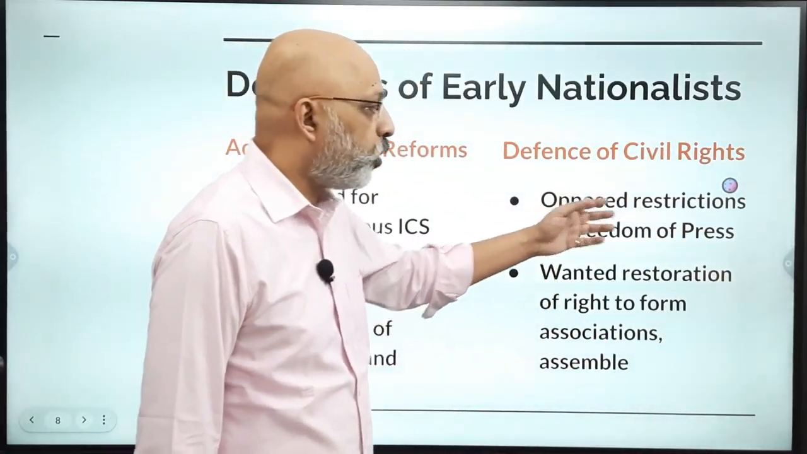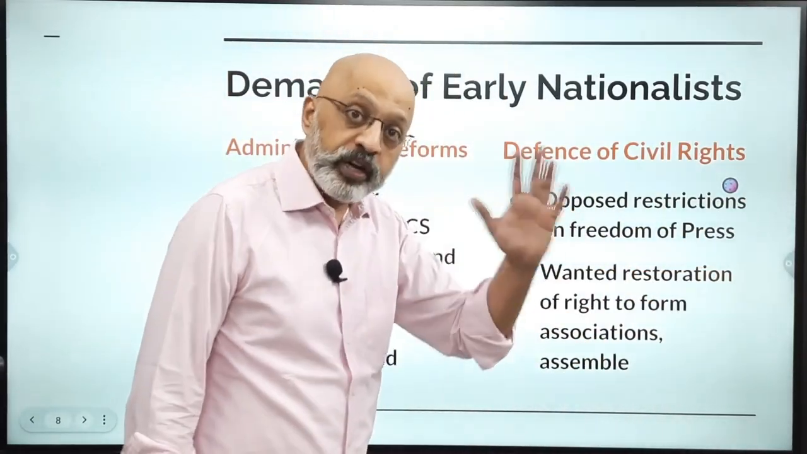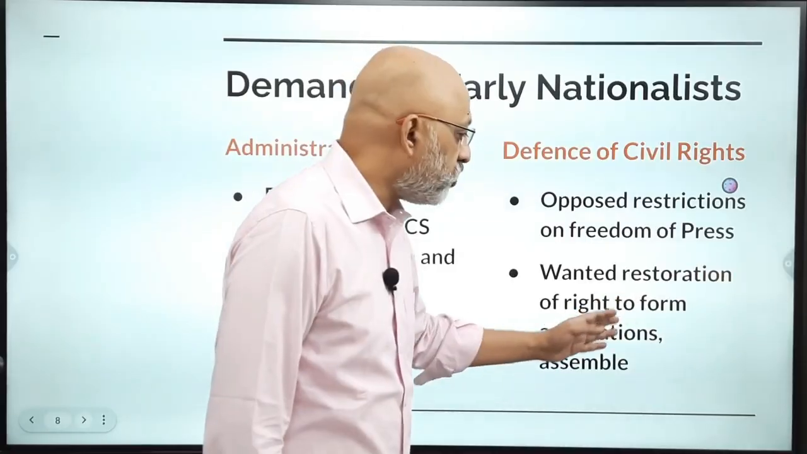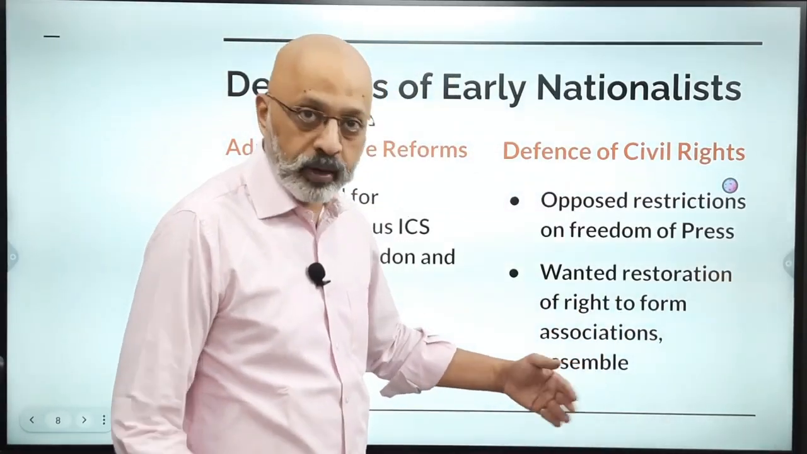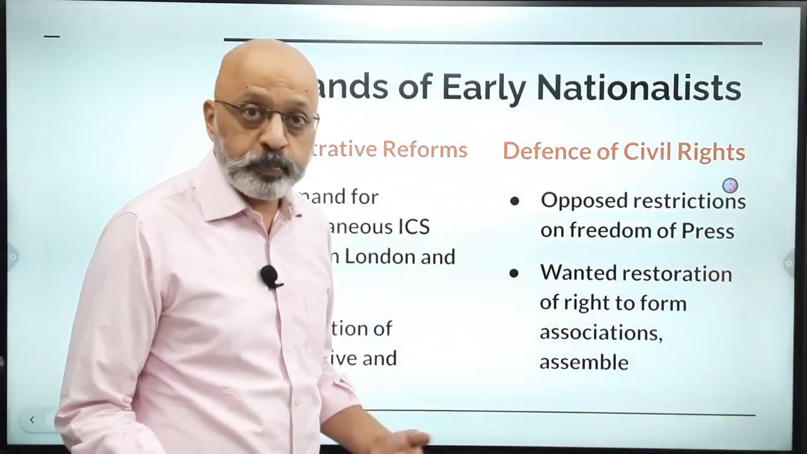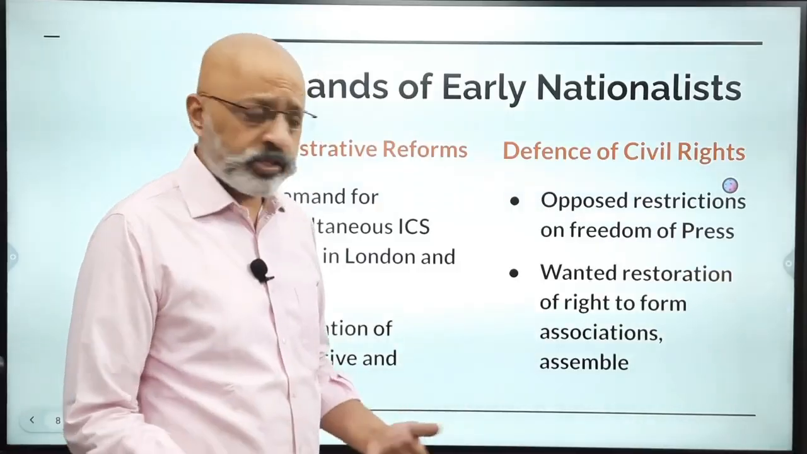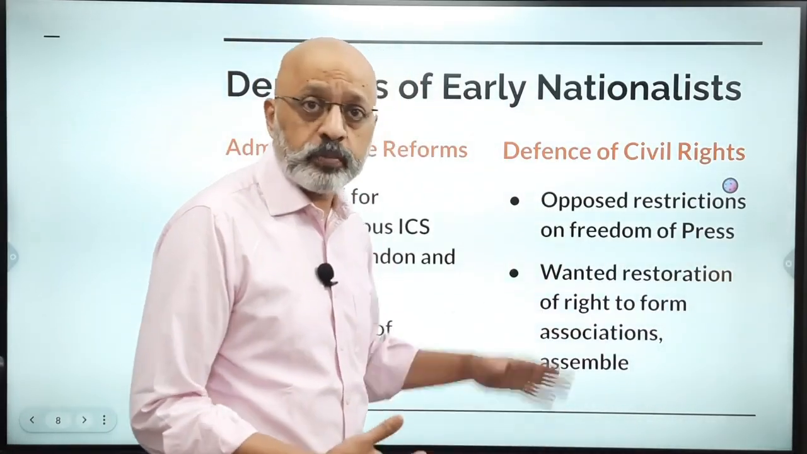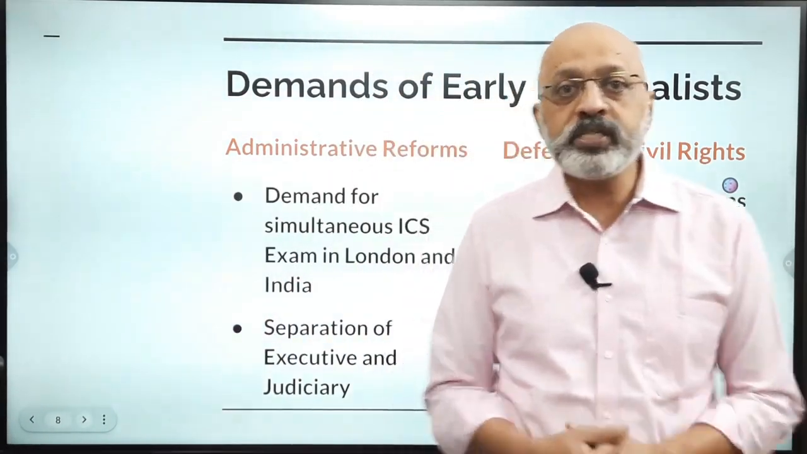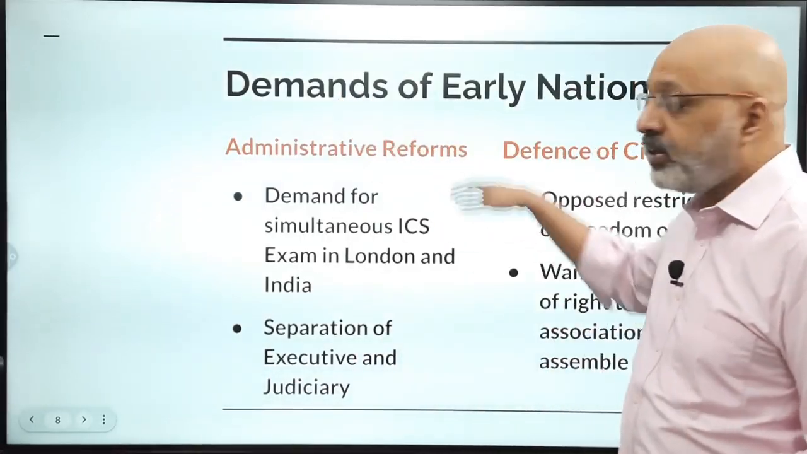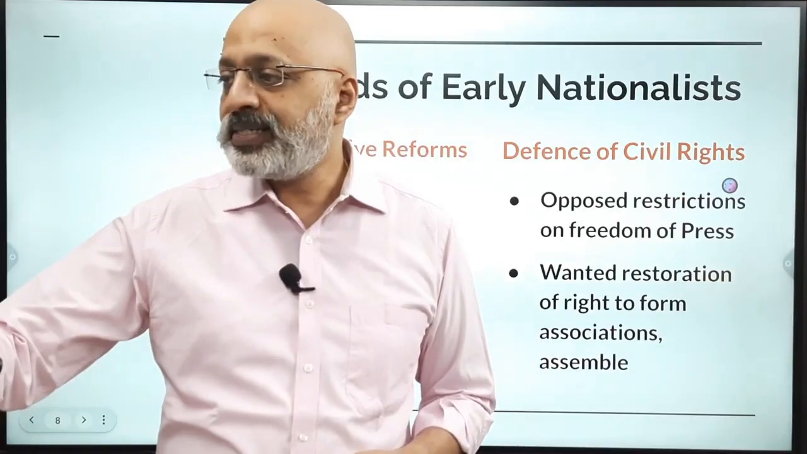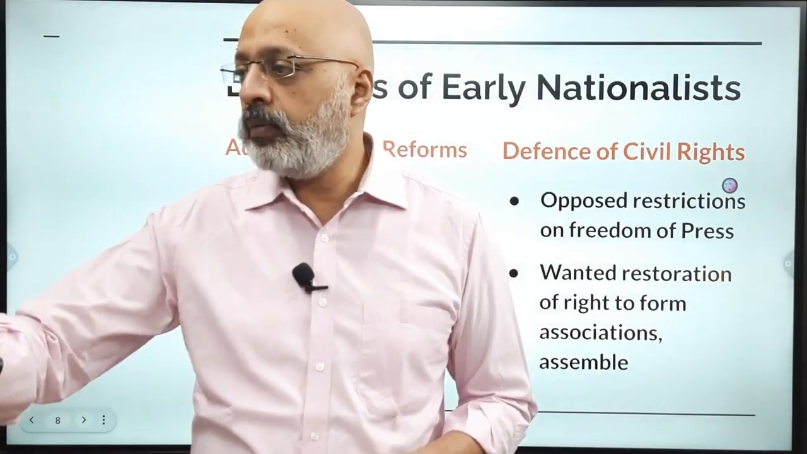This is important because they opposed restrictions on freedom of press, that press should have the freedom to report whatever they could, and wanted restoration of right to form associations and also assemble, that they can assemble, they can hold sabhas, they can give speeches, they can move resolutions, and they can form an association, because the British did not allow all this. So they wanted all these rights to be given. So these are the 4 demands of the early nationalists, which can come as a section B question. So please know all this.